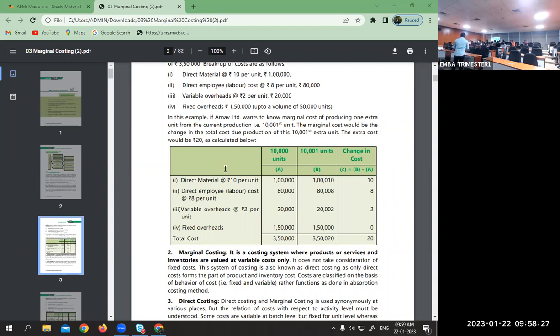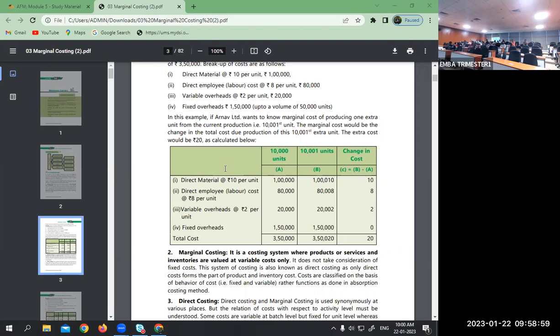So I repeat again: fixed cost in total remains constant irrespective of the volume of production. At the same time, fixed cost per unit varies, and that too in an inverse proportion. If the number of units produced is reduced, the fixed cost per unit is increasing, in the opposite direction. You have to understand, right?